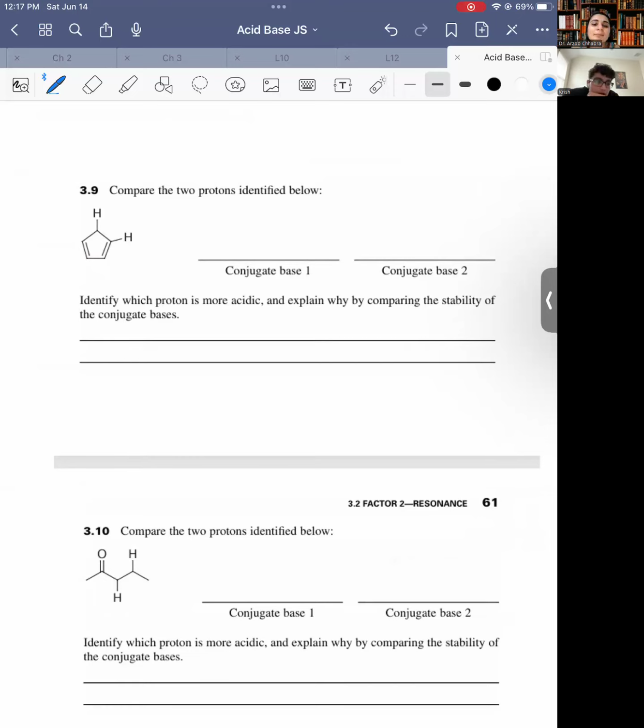This one's interesting. Oh yeah, I see the trick. It's the one on the top actually, because the one on the right doesn't have resonance, because it's lone pair and then double bond immediately. And if we were to compare the hybridization, the orbital, what would that be on each of those?